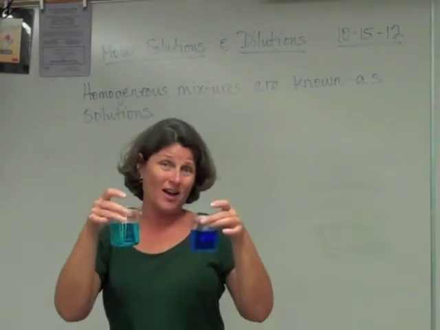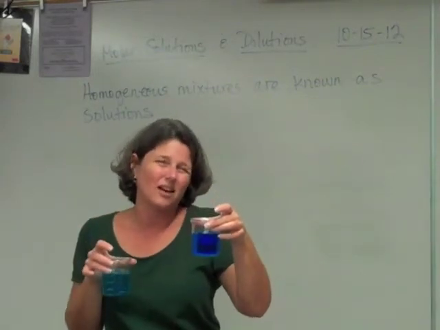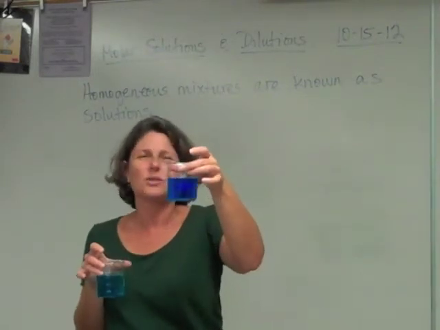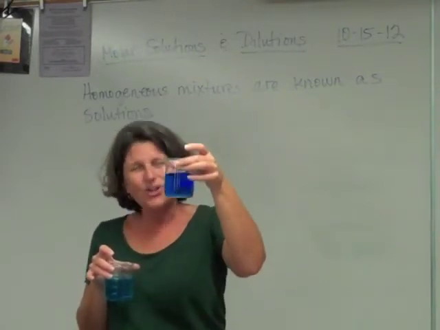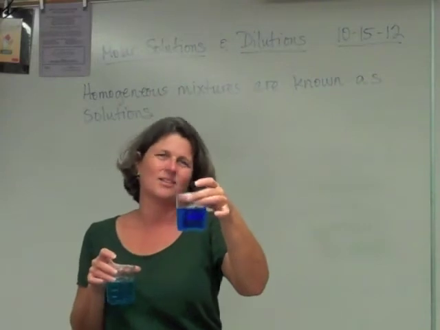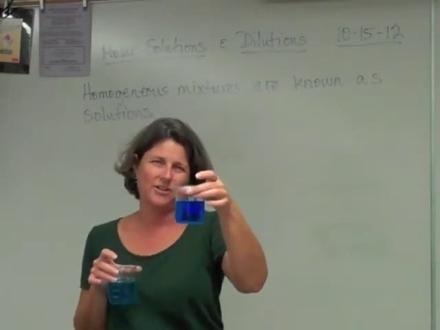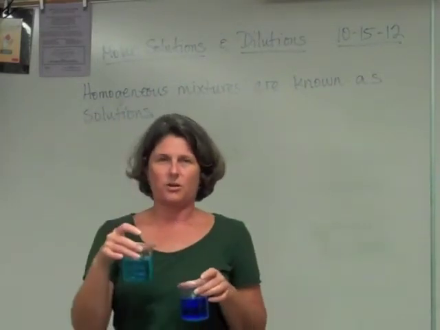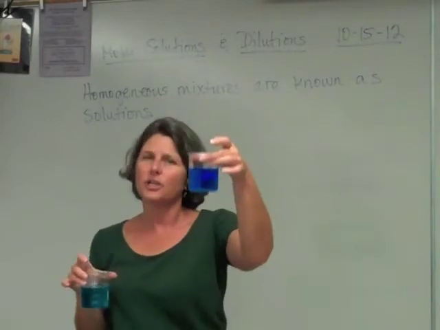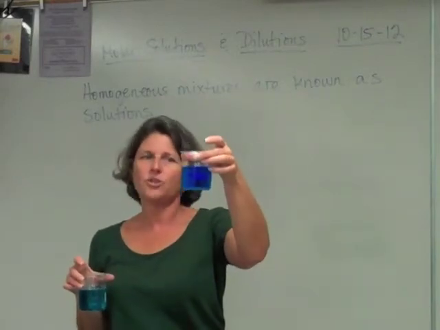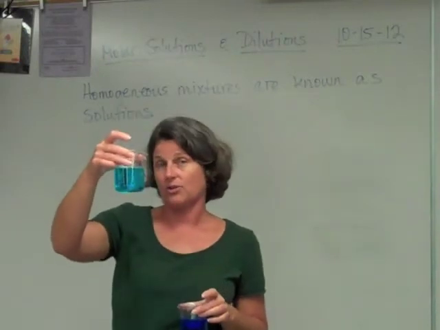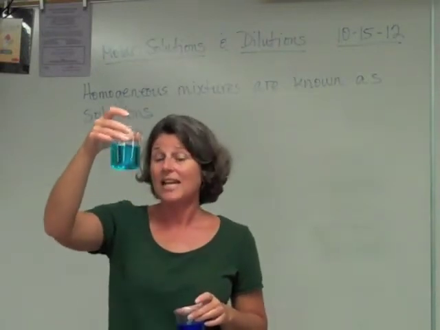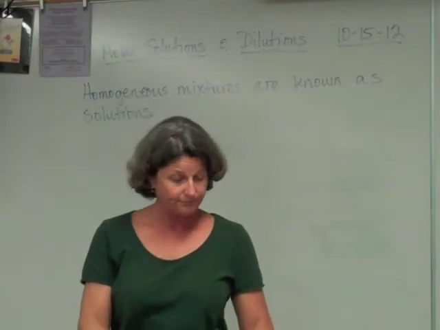How do I know that? Well, because I chose something that's colored, right? So the copper 2 reflects blue. So the darker color is telling us that we've got more copper 2 ions in here than we do in here. Okay, so the concentration of copper 2 nitrate in this aqueous solution is greater than the concentration of copper 2 nitrate in this aqueous solution.